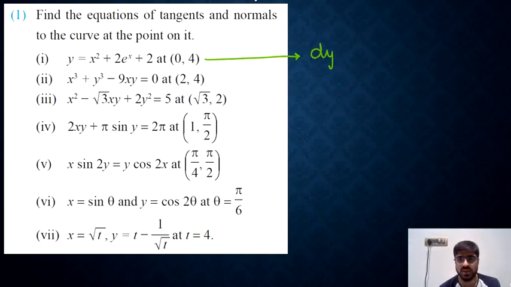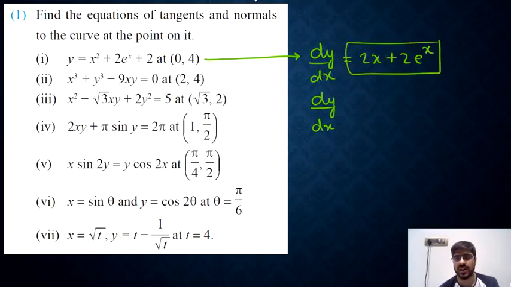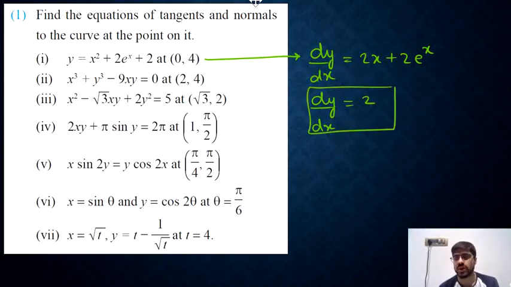So for the first sum, we will say that dy by dx, the derivative, will be the derivative of x square, which is 2x, plus 2 times e power 2x, plus 2 times e power x, and the derivative of 2 will be 0. So we need the derivative at (0, 4), because we need the equation of tangent at (0, 4). So we put x equal to 0 and y equal to 4 in dy by dx. There's no y, so all we need to do is put x equal to 0, and that will give us dy by dx as 0 plus 2 into e power 0, that is 2 into 1, which is equal to 2. So the slope of tangent is going to be equal to 2.